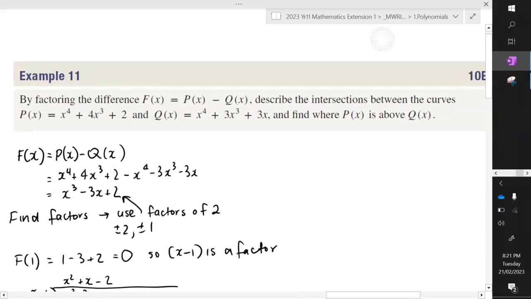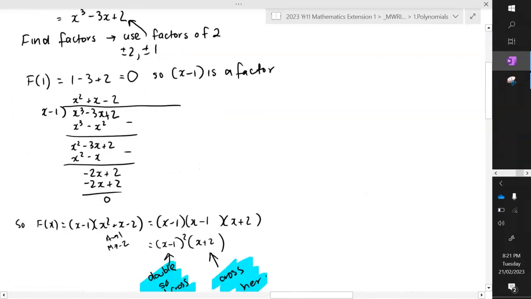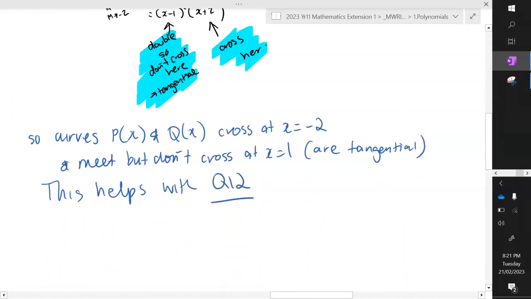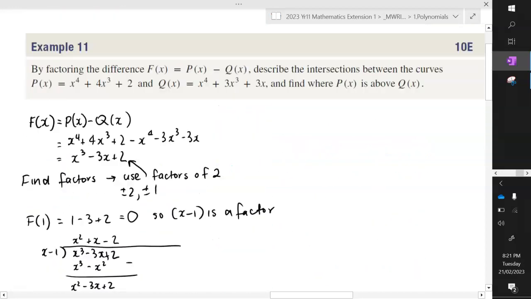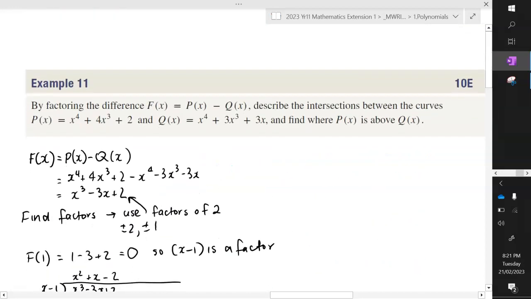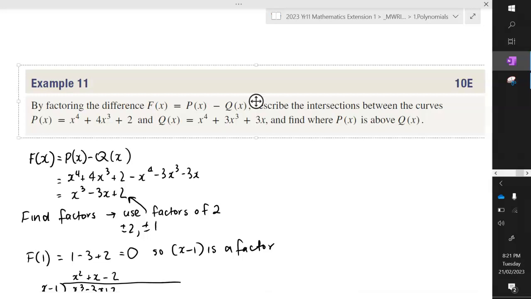Okay, and this is the example here that I'd like to have a look at, and this will assist you in working through question 12 in the exercises. So we want to work through this one a little bit. Now it's asking us to factor the difference of polynomials.